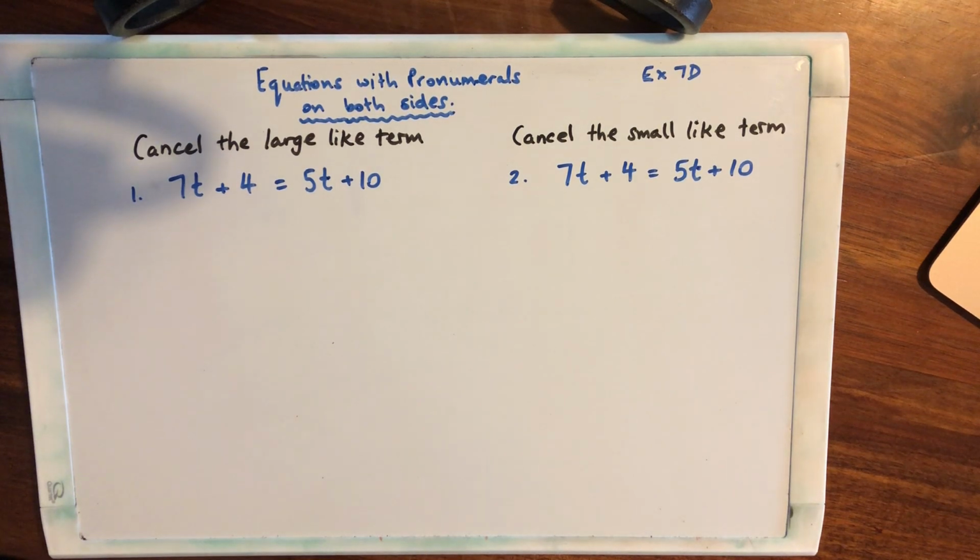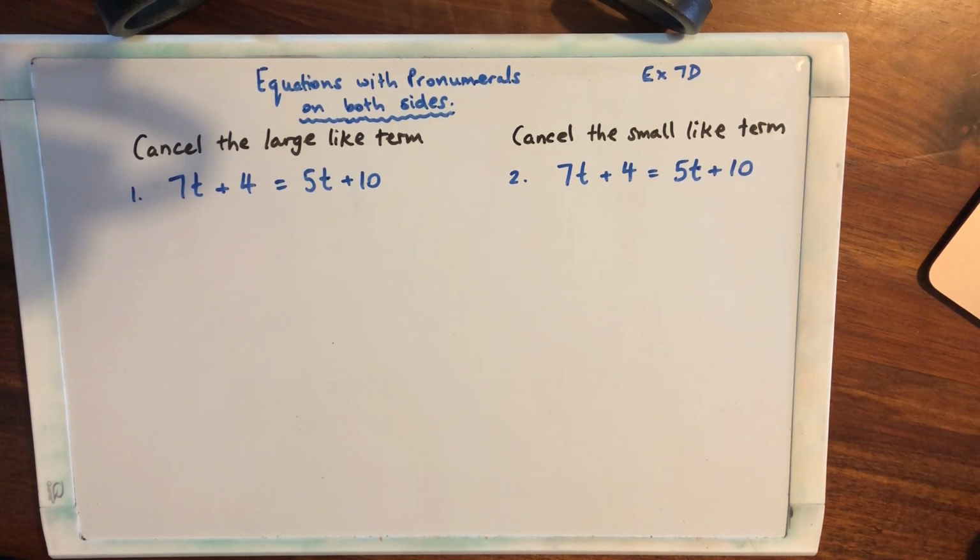Hi, Year 8s. I wanted to bring your attention to the two ways that you could solve questions in exercise 7D when you've got pronumerals on both sides. I think the advice given to you was to keep the pronumeral on the left-hand side of the equation and the number on the right-hand side. You could do it either way. It's up to you, whatever you feel most comfortable with.